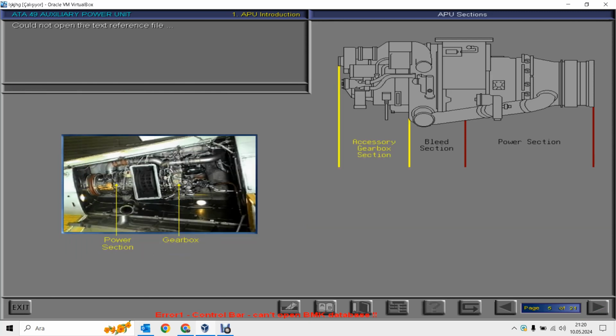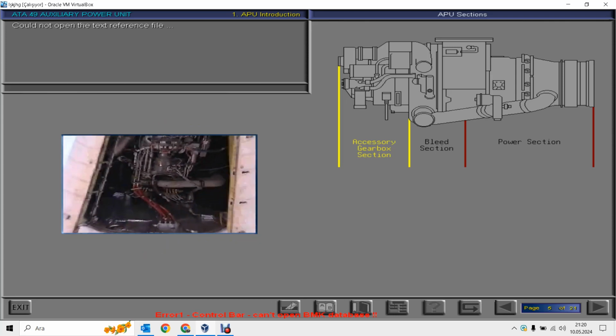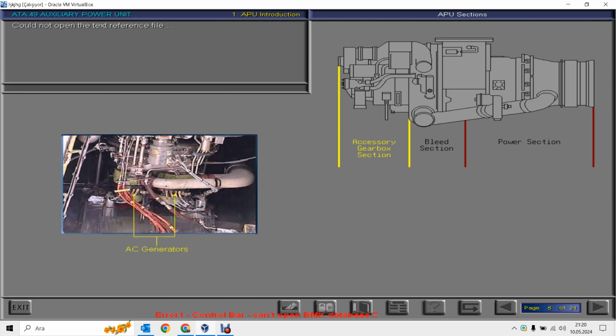The power section drives the APU accessory gearbox section. This gearbox drives all APU accessories like the fuel pump, the oil pumps, the cooling fan, and the AC generator. On very large APUs like this one, you may even find two AC generators on the gearbox.